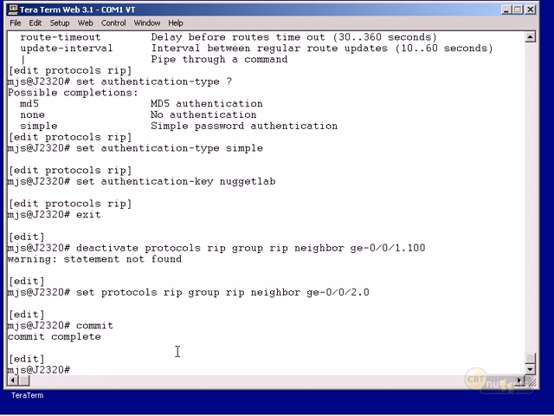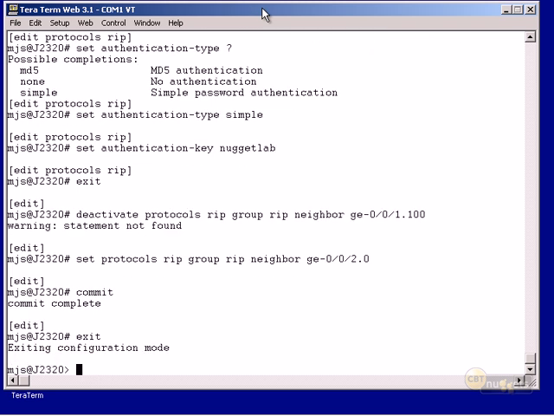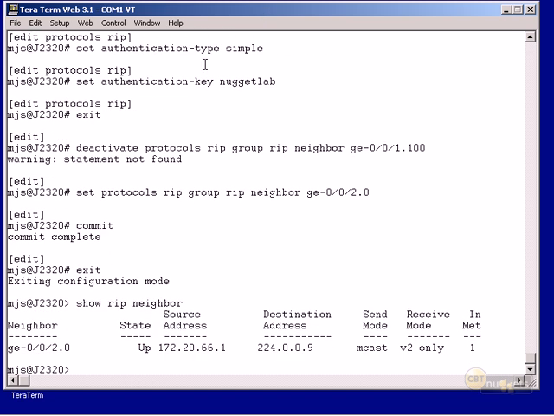Now let's pop over to the 2350 and configure the 2350. Before I do that, let me exit up to operational mode, and if I do a show rip neighbor command, not show ip, I can see that the neighborship I have is basically the interface I just configured, right? ge-0/0/2.0, state is up, the source IP address is the address assigned to that interface. The destination, of course, is the multicast address that RIP version 2 uses, 224.0.0.9.